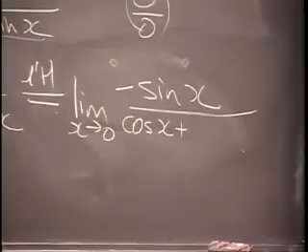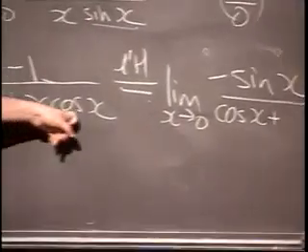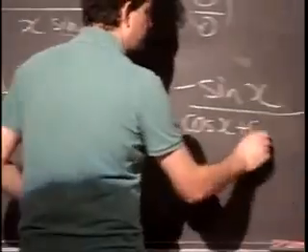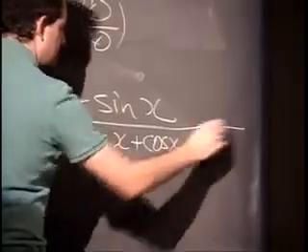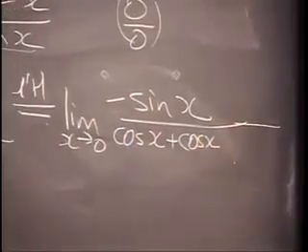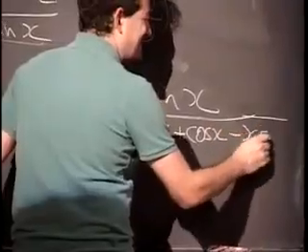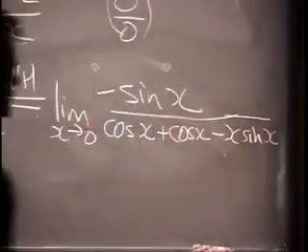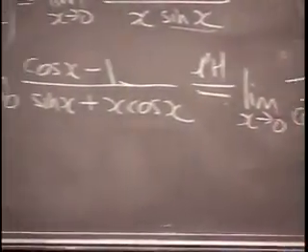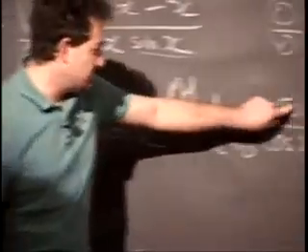Better use the product rule again. You get cosine x times the derivative of x plus x times the derivative of cosine x, which is actually minus x sine x. So there's the derivative, and if you now plug in 0, you get 0 over 2.